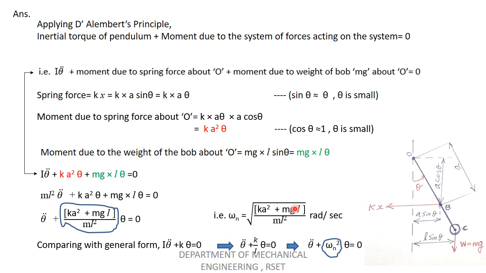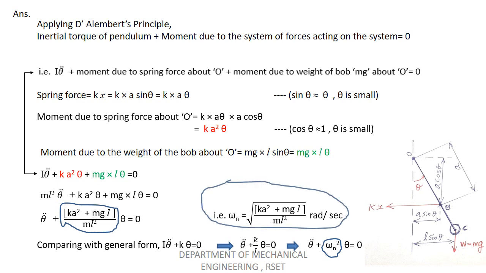1 hertz is equal to 1 cycle per second. If you have to convert from radians per second to hertz, or 1 cycle per second, we need to multiply it by 1 by 2 pi. So 1 by 2 pi into omega n is fn, the natural frequency in hertz. This is how we have derived the equation of motion, and now we have extracted the natural frequency from that equation of motion by comparing with the general form.